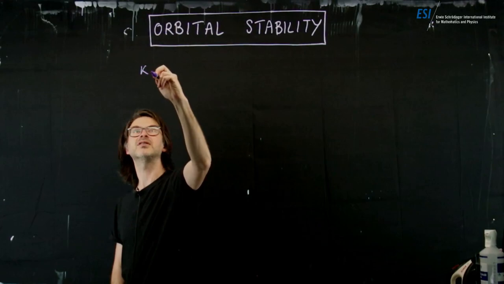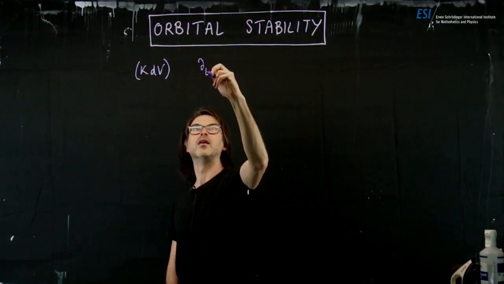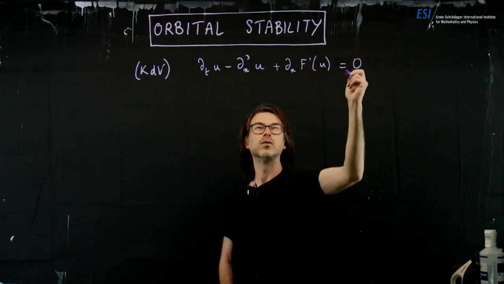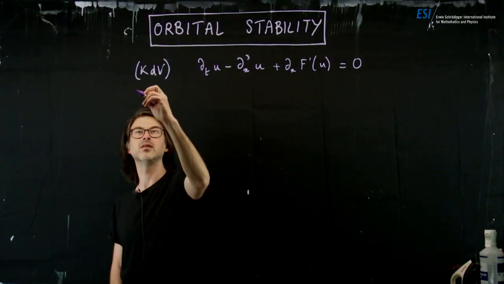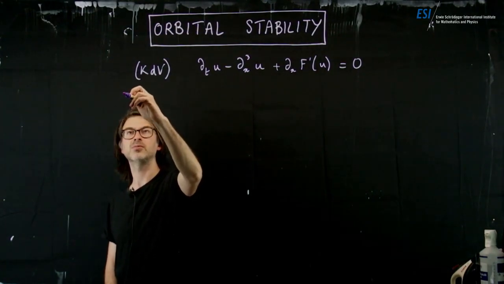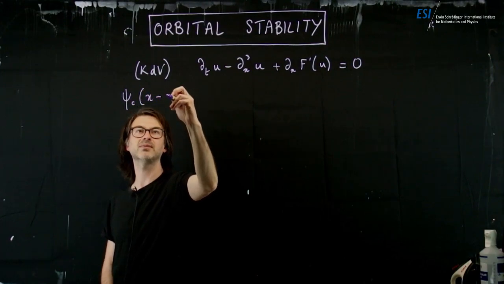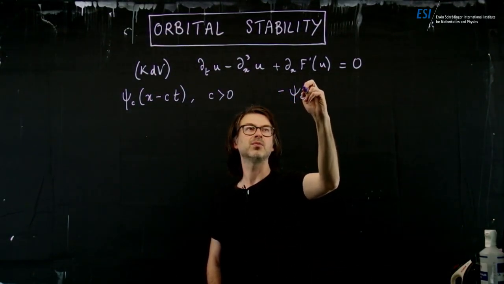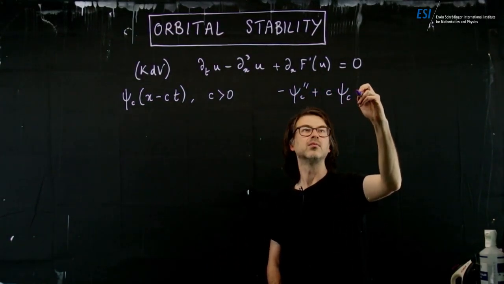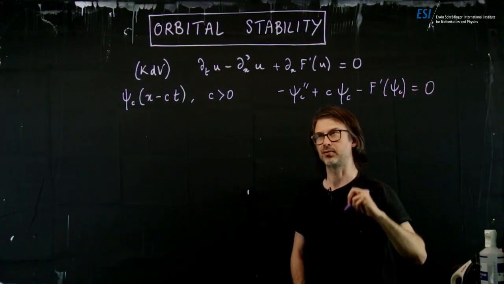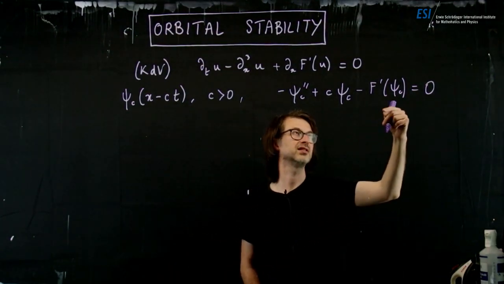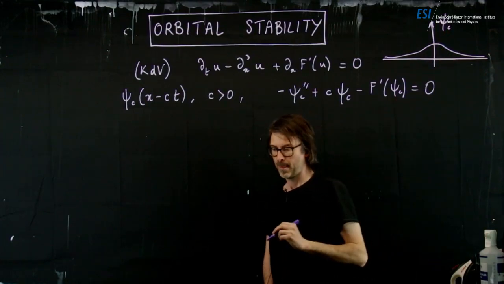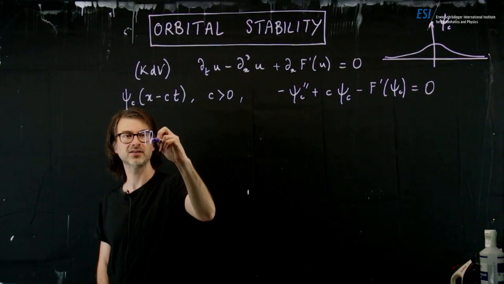Okay, so here is the equation, KdV. There are distinguished solutions, which are the solitons, which are of the form phi_c of x minus ct, with c positive, and phi_c satisfying minus phi_c double prime plus c phi_c minus f prime of phi_c equals zero. Okay, and these are traveling waves. That's phi_c. Okay, so the theorem is the following, and it's due to Benjamin.